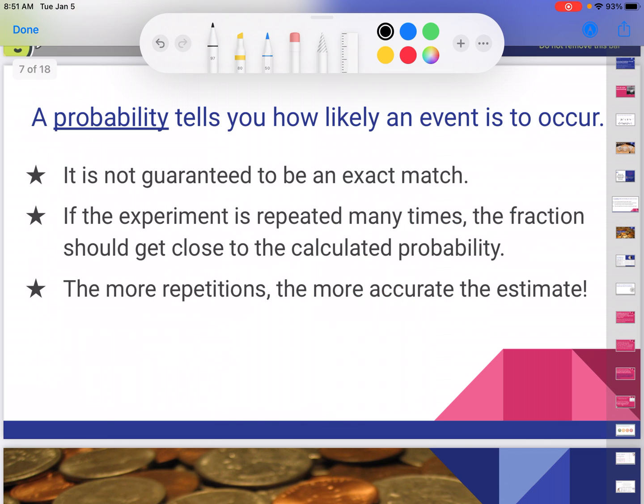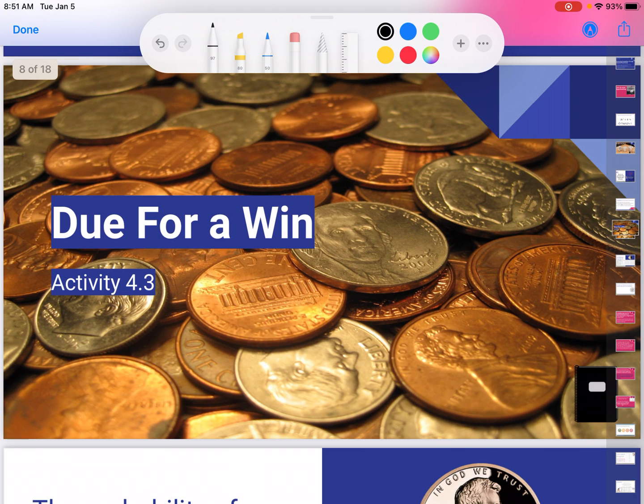All right, probability tells you how likely an event is to occur. It is not guaranteed to be an exact match. If the experiment is repeated many times, the fraction should get close to the calculated probability. So if we were in class right now, we would be flipping coins, stuff like that, and checking our experiments. The more times you do it, the closer it's going to get to what the probability should be mathematically, like in a perfect world. So due for a win.